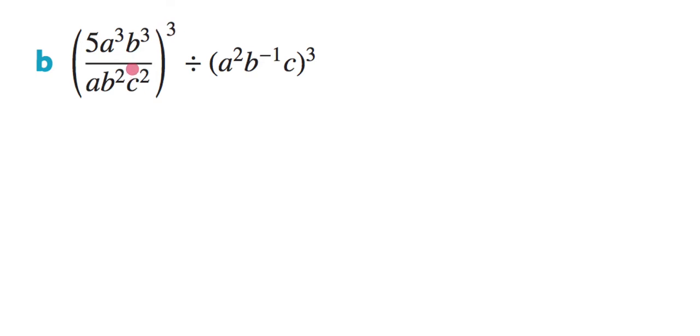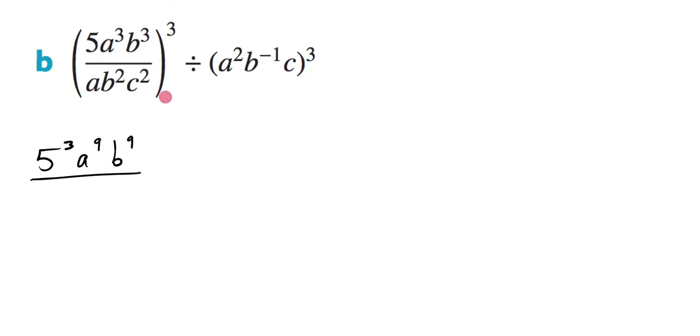Hopefully we all remember that. So remember that this 3 also has to come down to my denominator as well. And we have to remember my third index law, which tells me that my indices are going to multiply as well. So there's a lot we have to consider going into this. So this is going to be 5 to the 3, then 3 times 3 is 9. So this is going to be A to the 9. Then I'm going to have B to the 9.